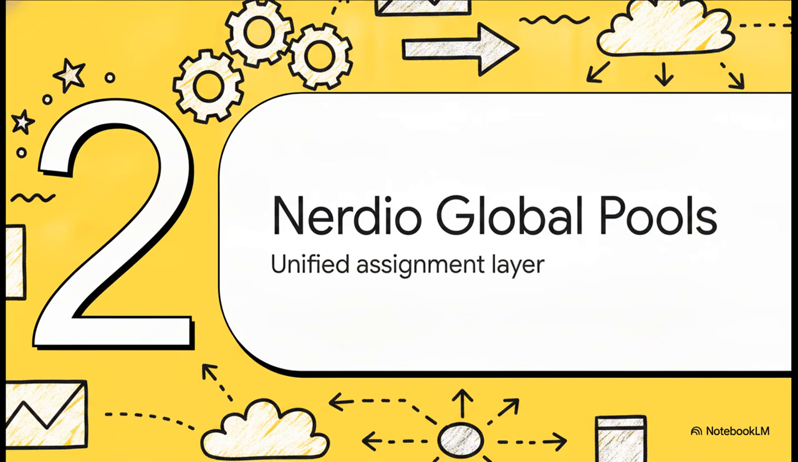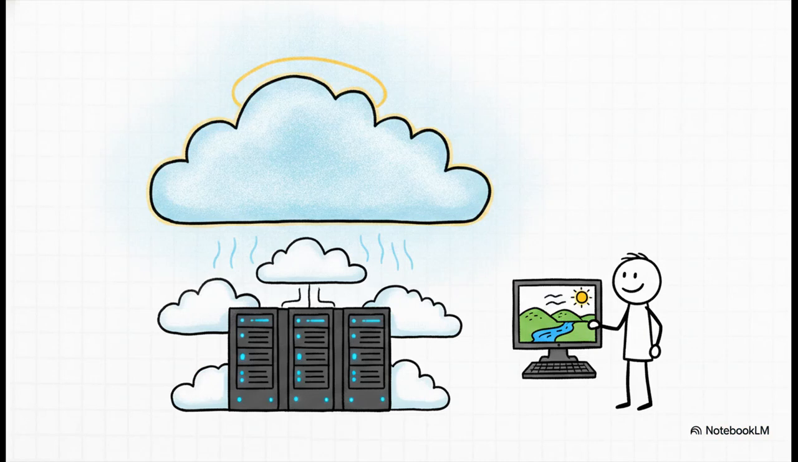Which brings us to the solution. Enter Nerdio Global Pools, a unified assignment layer. This is where we dramatically shift gears from the headache to the cure. Global Pools is this amazing new capability in Nerdio Manager for Enterprise. Think of it as a logical aggregation layer that manages all those separate, messy pools as if they were just one single entity. But here is the absolutely crucial point: zero architectural impact.